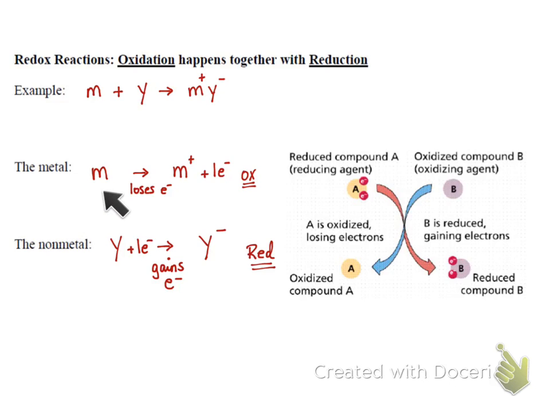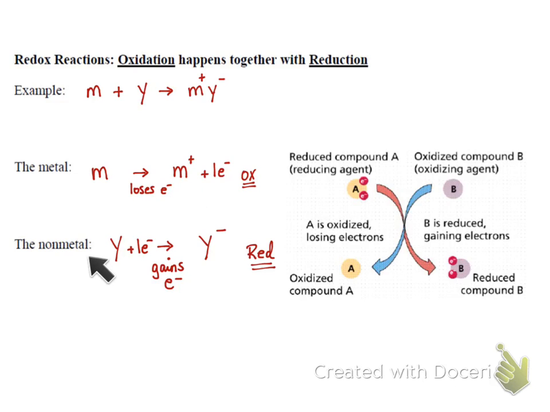In this case, the metal M loses an electron to become M+. Because it loses an electron, we write it on the right-hand side of the reaction. And we call this oxidation because it's loss of electrons. So this is what we call the oxidation half reaction. It's called the half reaction because it only shows what happens to M. It doesn't show the entire reaction.